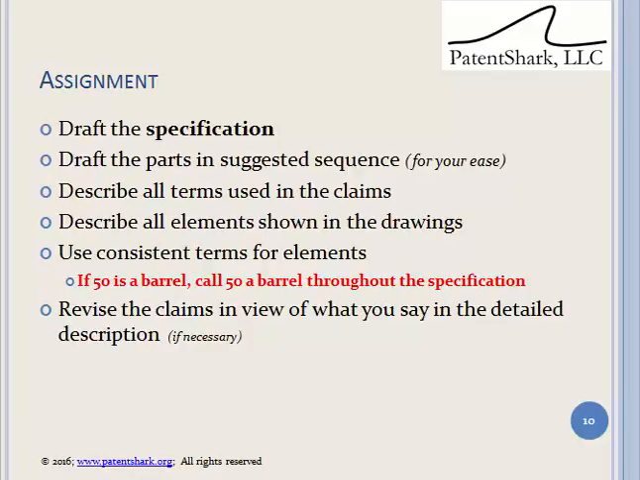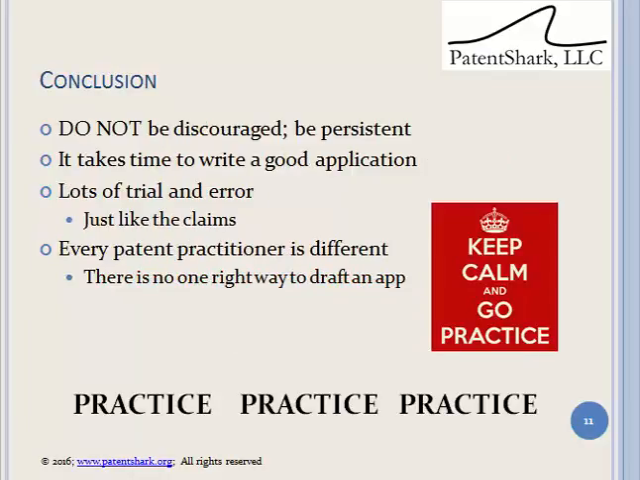So, to conclude, once again, do not be discouraged, be persistent. It takes time to write a good patent application. Lots of trial and error goes into this, just like the claims. And don't forget, every patent practitioner is different. There is no one right way to draft a patent application. Anyway, if you have any questions, please contact the Patent Sharks. We are here to help. So, all we can do at this point is recommend for you to practice, and just go through several iterations of the application until you think you can get it right.